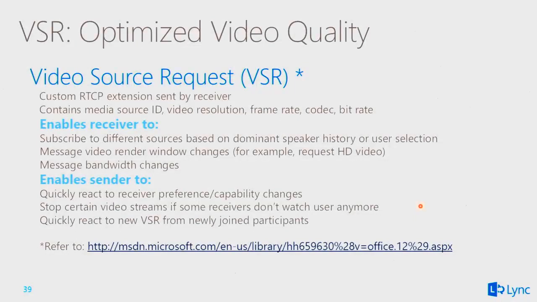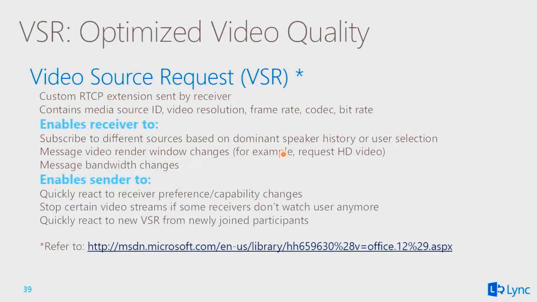The receiver will send this out, and it will ask for a media source ID, like who do I want to receive from? If you have a peer-to-peer case, the only one I want to ask is from the other side, right? But if you have a conference case, then the media source ID is very important. I want to ask from speaker 1, speaker 2. So I want to specify that, and what kind of resolution I want, what kind of frame rate I want, and the kind of bit rate and codec.